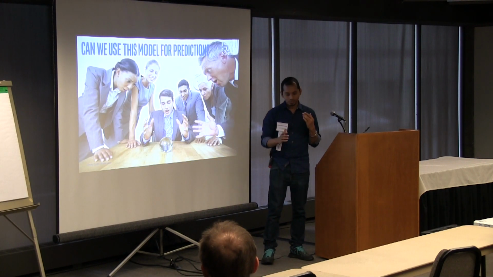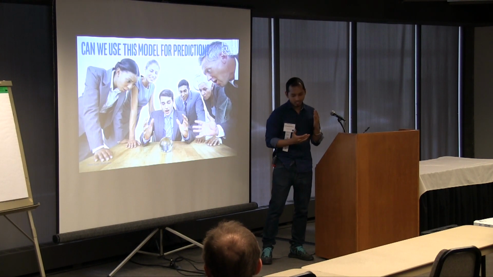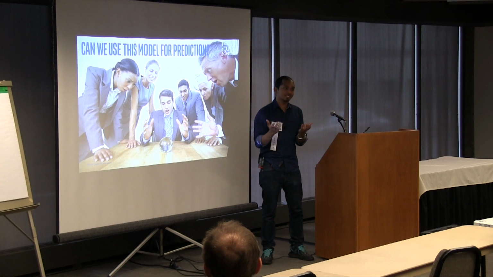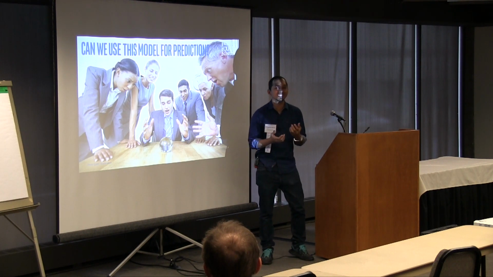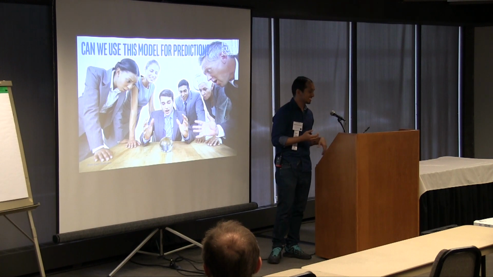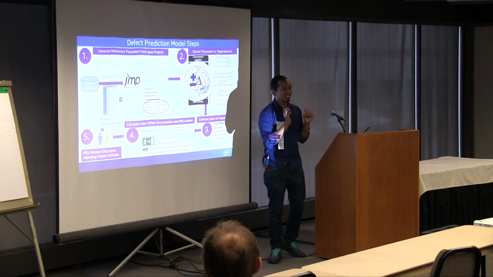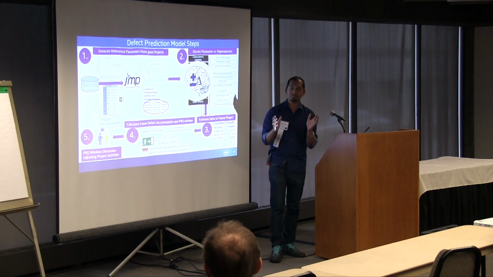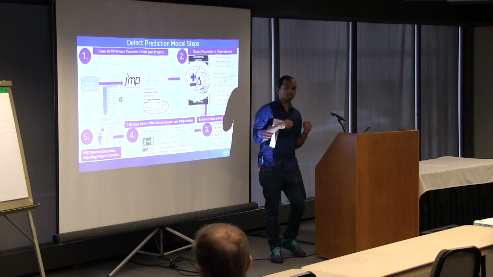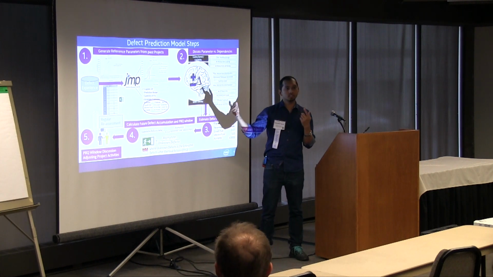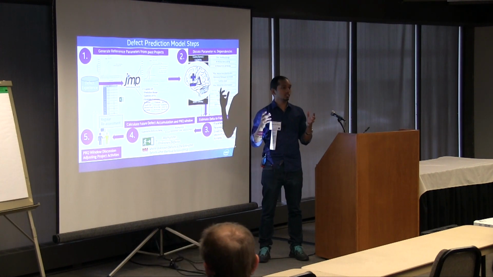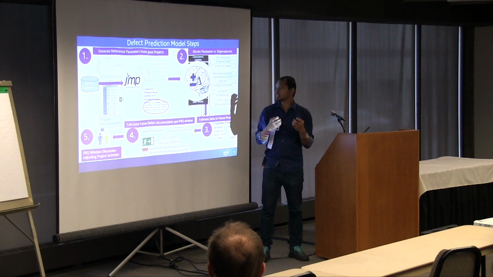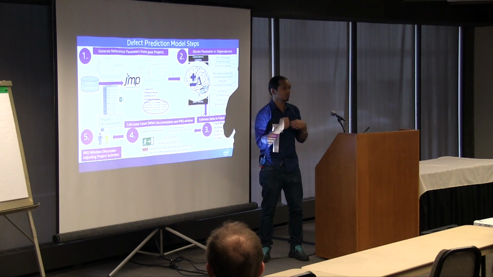So to address the elephant in the room, can we use this model for prediction? Well, the answer has to be yes. If not, I wouldn't have been presenting here. So this is a flowchart of how we are going to achieve that. There are 5 steps to it. The first step, which I already talked about, is getting the parameters from the database of previous projects.